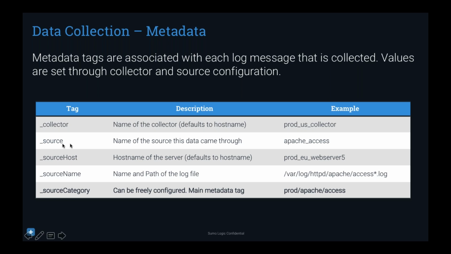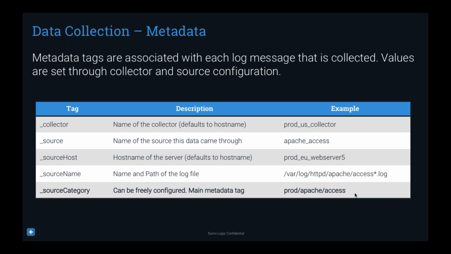By source, it might be Apache access versus Apache error data. Perhaps by a host itself. So you could do a host. Source name is pretty cool. It's actually the name and the path of the log file itself. So you can search your data by that as well. And the last one is an interesting one.